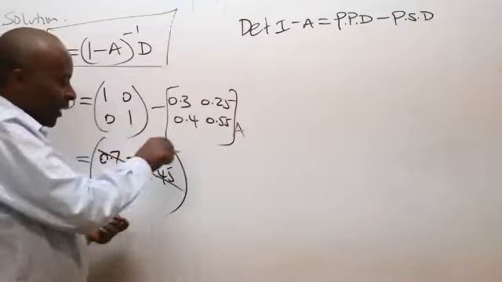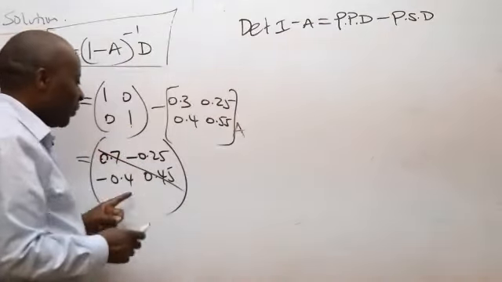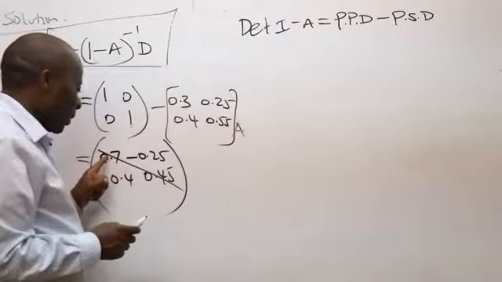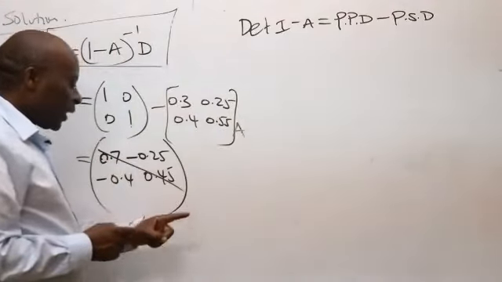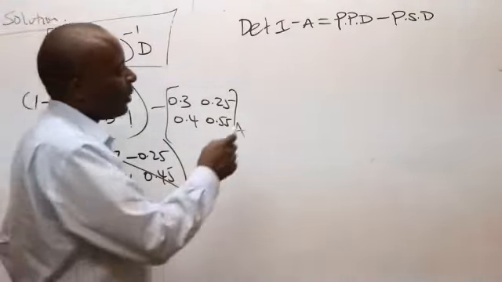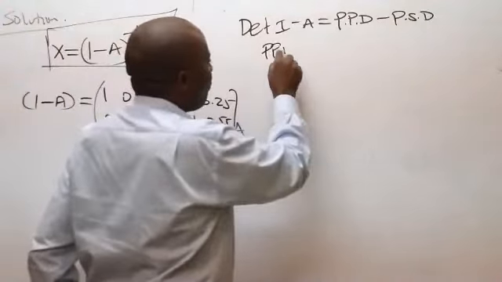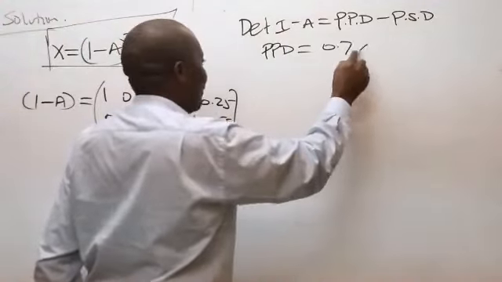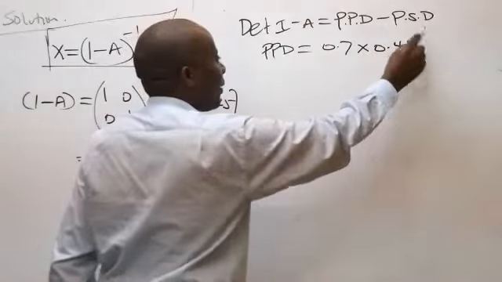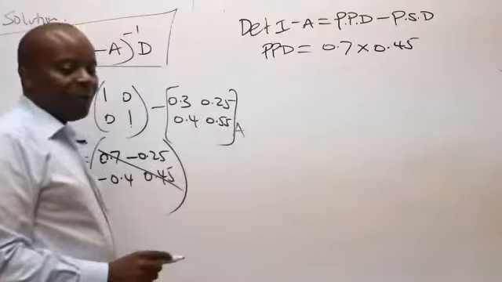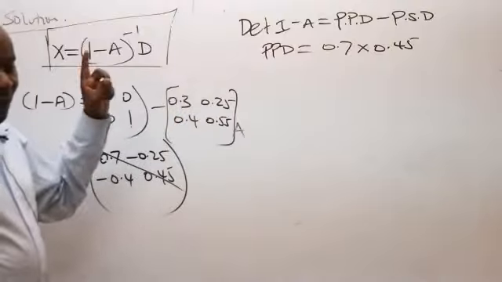Arabic is where you write like this. Nevertheless, the important thing is that the first element of this matrix is this one. So when you pull that diagonal like that, that becomes the primary. So the product of the primary diagonal will be 0.7 times 0.45. Remember, product means that you're multiplying.